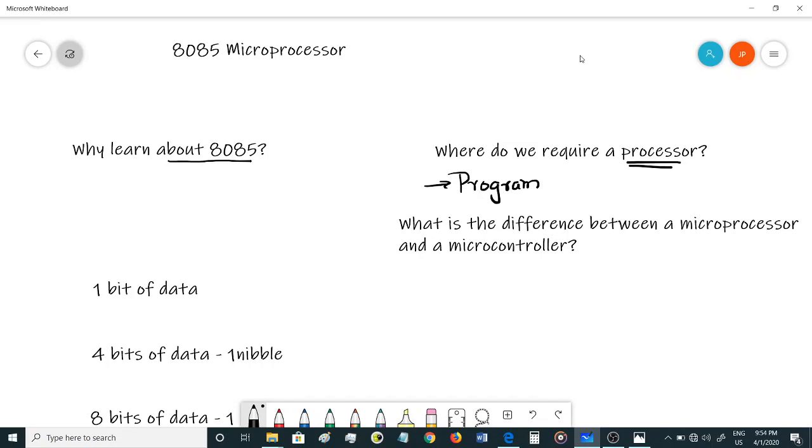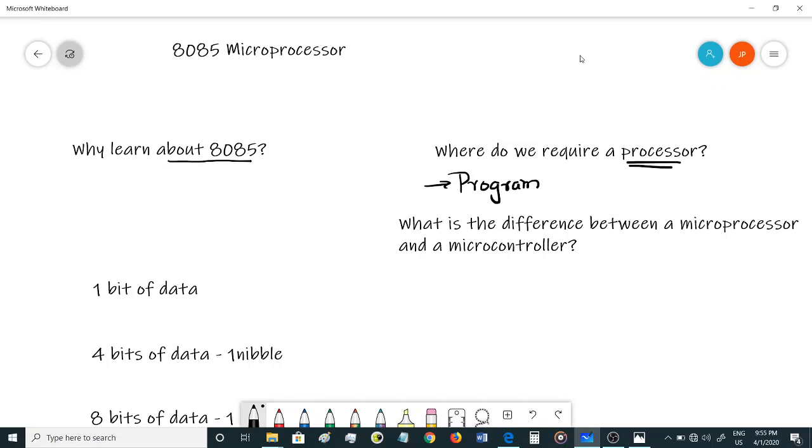Wherever you want to run a certain set of instructions, you will definitely require a processor for doing that. So that is the requirement of a processor. Now, what is the difference between a processor, microprocessor, and a microcontroller?